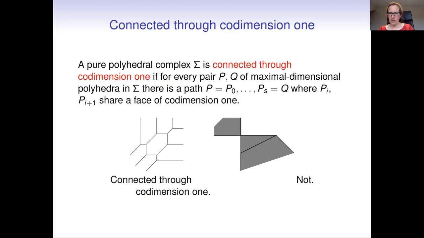Again, because it's pure, here we don't have my problem, so maximal dimensional and maximal will be the same. On the left, every maximal polyhedron is one dimensional. On the right, every maximal polyhedron is two dimensional. And these are the same as maximal dimensional. Okay, so that's connected through codimension one. You should take away, to first approximation, that it's sort of connected plus. We're saying it's connected in a particularly nice fashion. And yes, all the polyhedra in the path should have maximal dimension. That is the idea. Sorry, I should have said that.